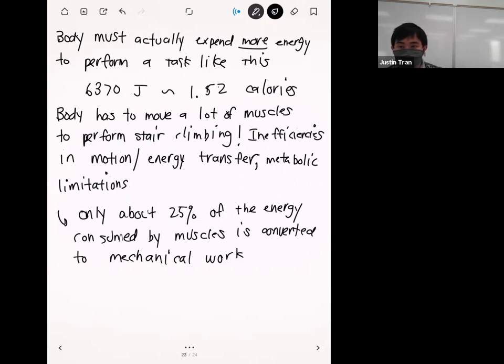Question. So is that to keep our body's temperature? Yeah. So some of that energy is going towards temperature control as well. Yeah, for sure.